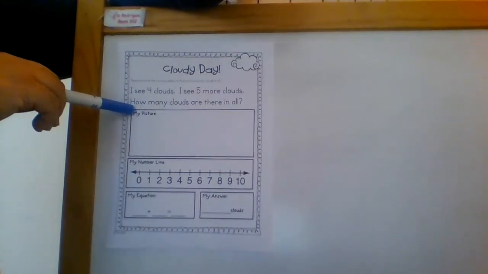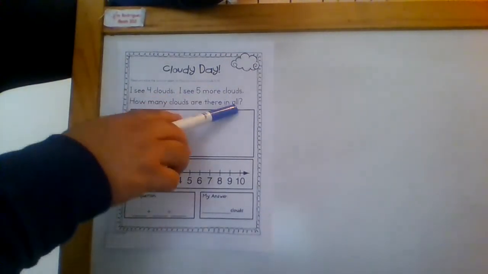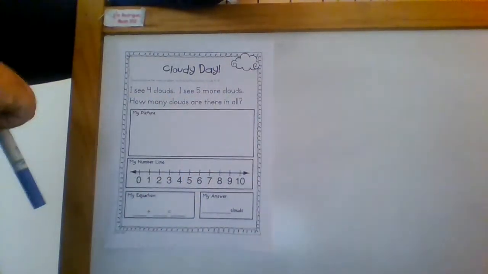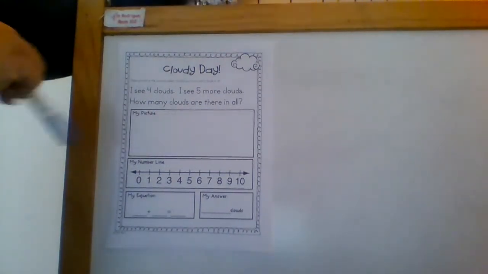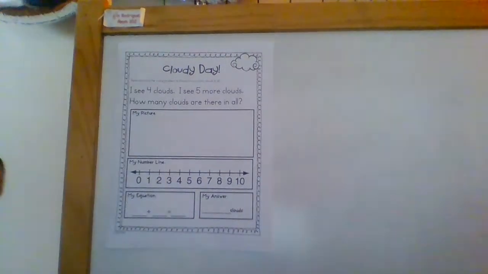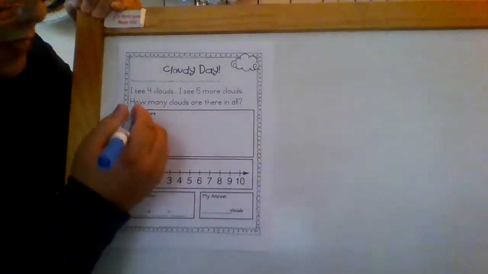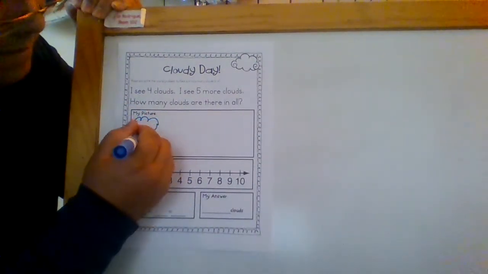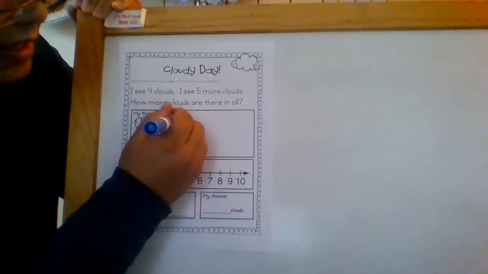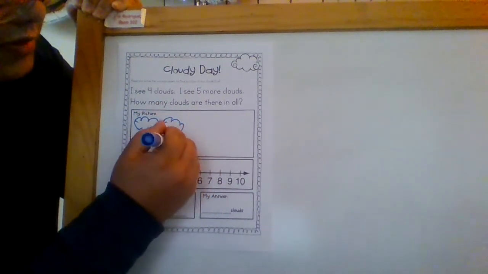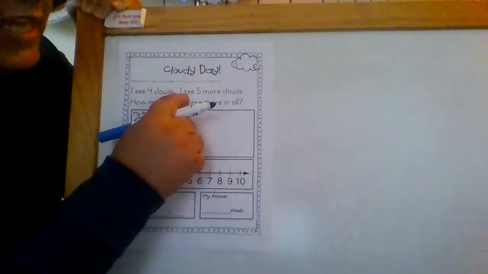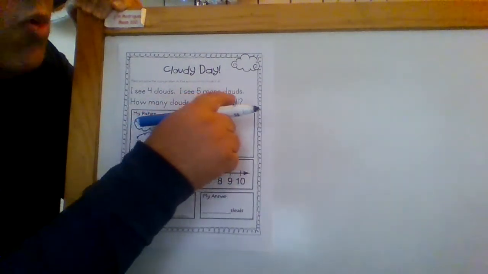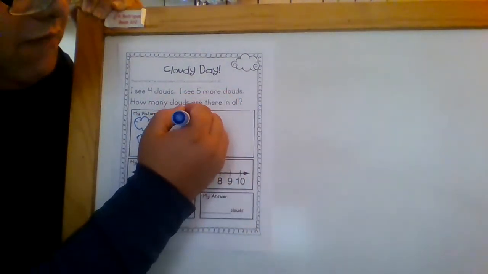The question tells you what you're going to do. The question says, how many clouds are in all? All. All means together. So I need to draw a picture. This rectangle here says my picture. So I'm going to draw 4 clouds because the first part of the problem says I see 4 clouds. So I have 4 clouds. But the second sentence says I see 5 more clouds. So I have to draw 5 more.